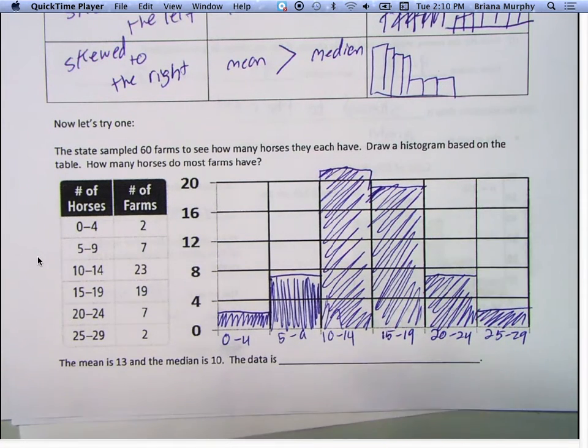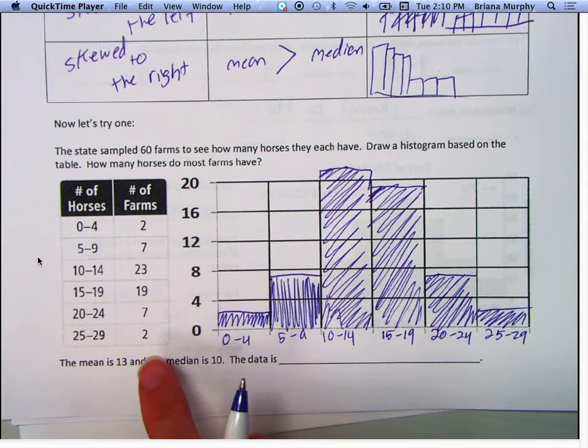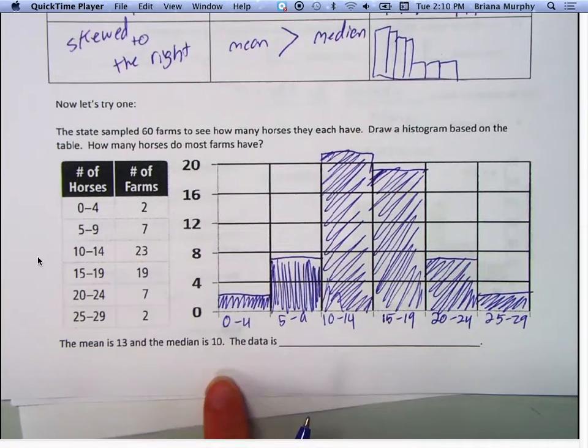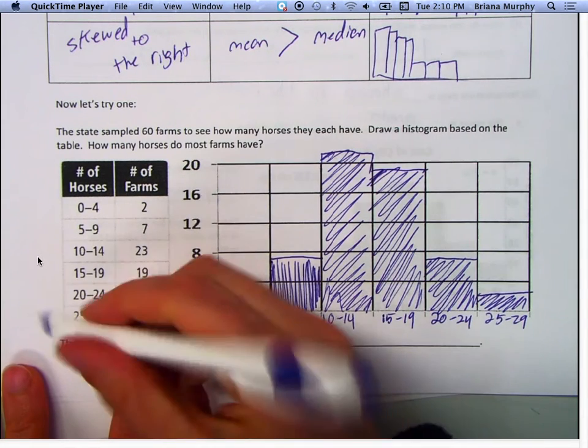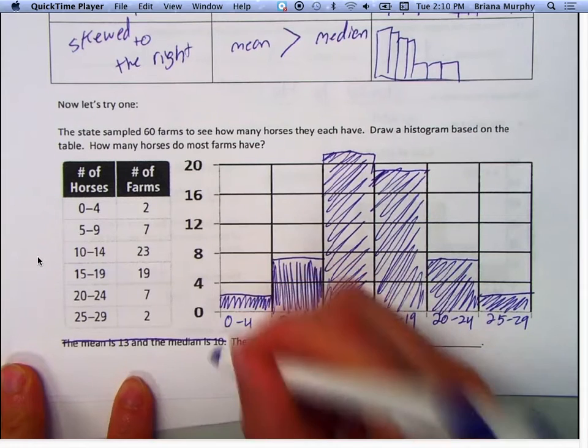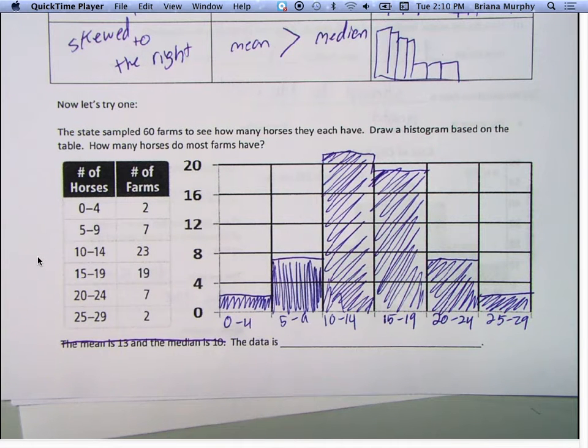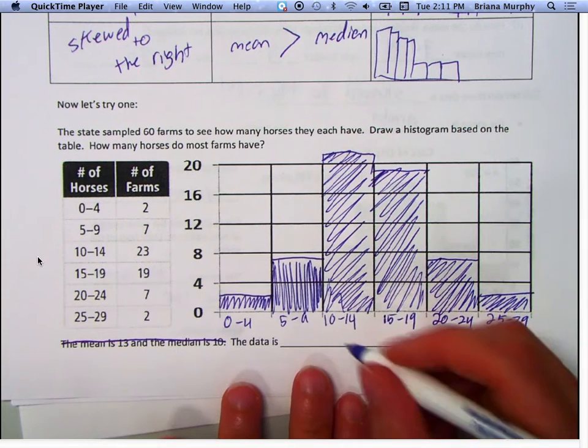Okay. The mean, this says, is 13 and the median is 10, so the data is skewed to the... It's symmetric. It'd be skewed to the... It looks pretty symmetrical to me. No, I think this is incorrect information, because I don't see how that could possibly be true. Because I think this looks very symmetric.